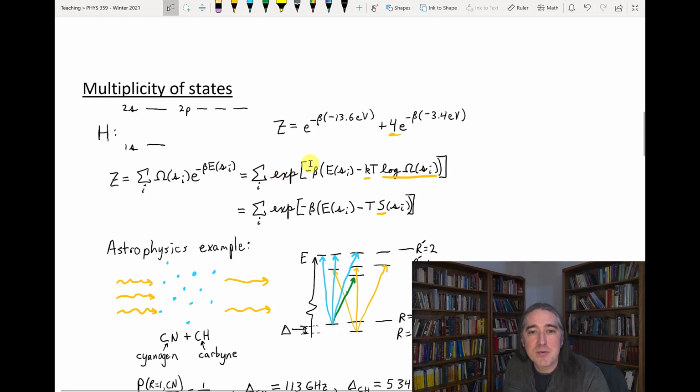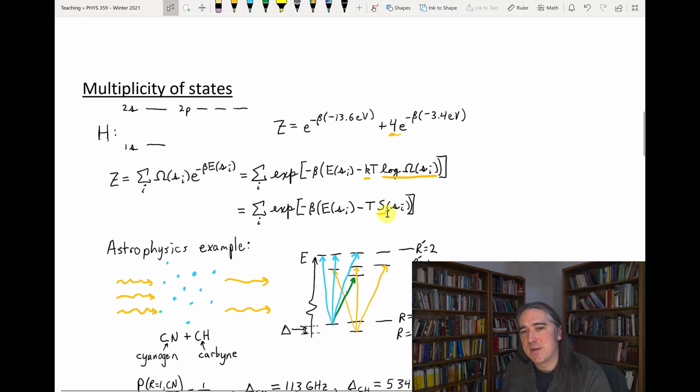That's fine. So now we've got these things on even footing, right? We've got e to the minus beta times the energy of the state minus kT times the log of the multiplicity. And I've already underlined something in orange here. k times the log of the multiplicity was something we talked about in the very first lecture, in the review lecture. For a system, that's the entropy.